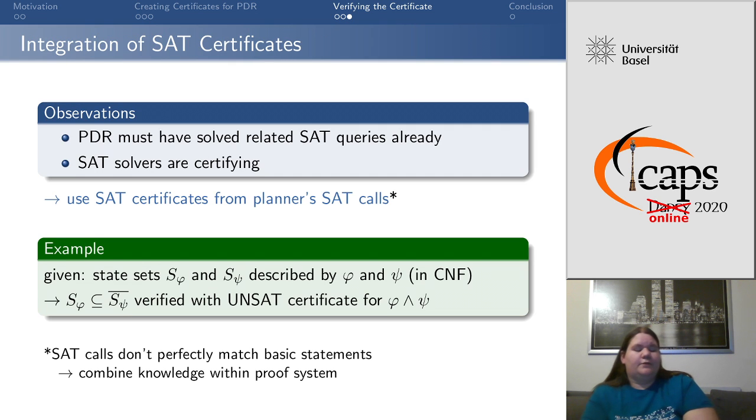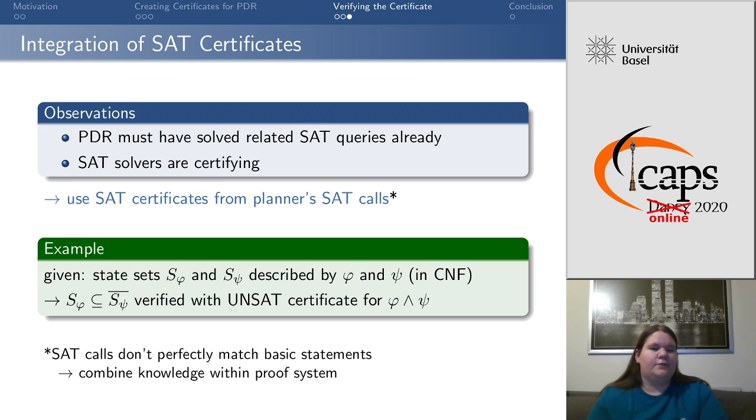Now, to come back to the problem with CNF formulas, we can make two observations. First of all, PDR must have solved something that is related to what we want to show. So it must have called some SAT queries on something that is related. And secondly, SAT solvers themselves are certifying algorithms. They can produce unsat certificates. So what we can do is just use these unsat certificates from the planner's SAT calls.